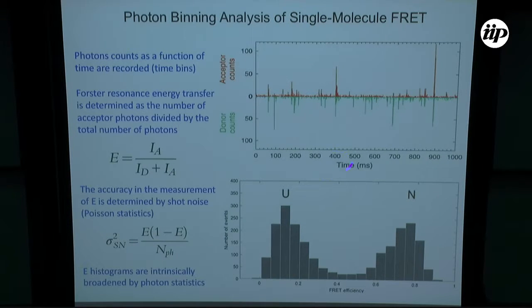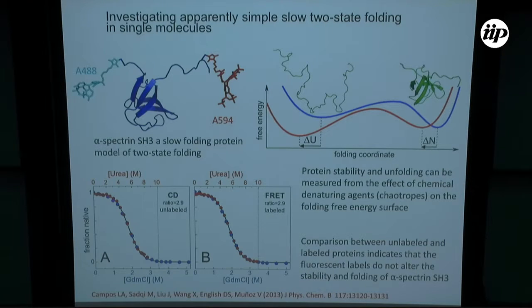Anyway, so I'm going to talk a little bit about how to use this type of analysis, the conventional one, to do something interesting in folding, and then I will move into something else. Okay, so these are some experiments, and here what we're trying to do is to look at a slow folding protein, nothing like what I was talking about this morning. In this particular case, it's alpha spectrin SH3 domain.